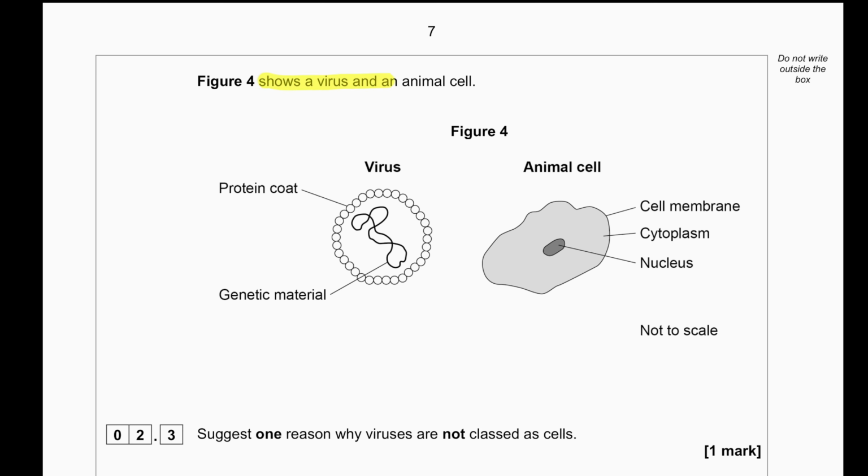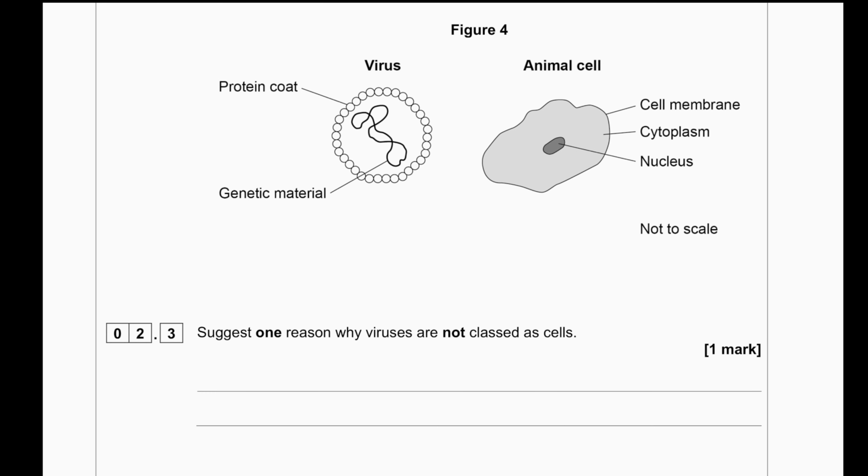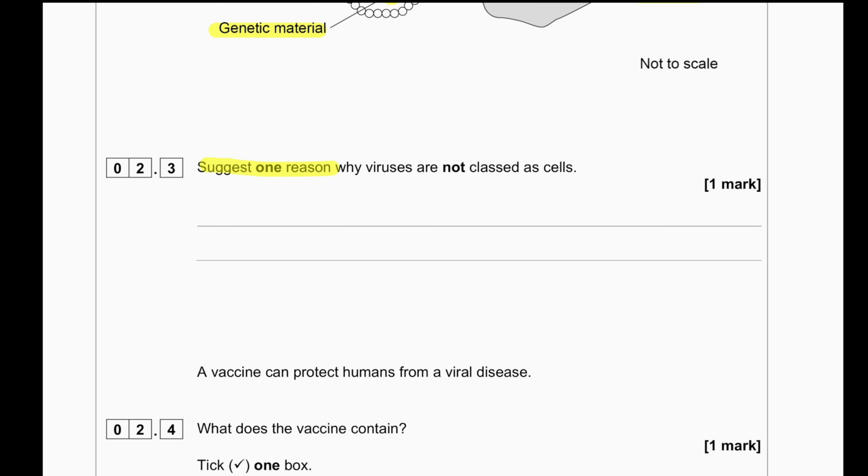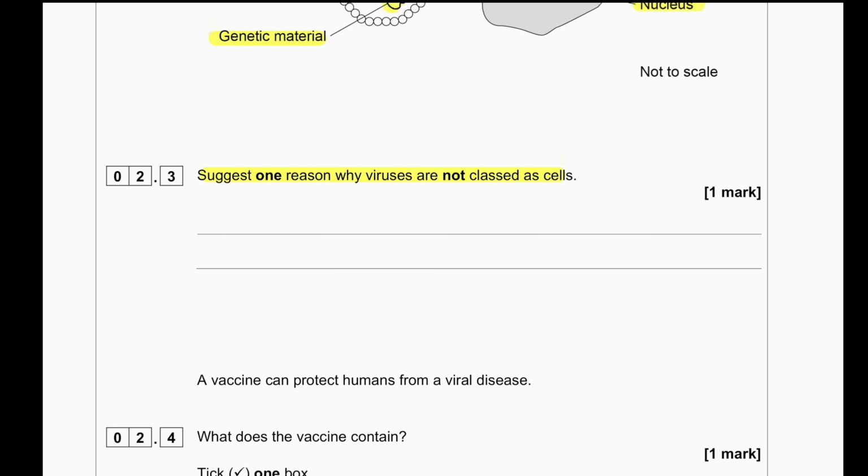Figure 4 shows a virus and an animal cell. We can see the protein coat, and we can see genetic material within that protein coat. In the animal cell, we have a cell membrane, cytoplasm, and a nucleus. Now, the question says, suggest one reason why viruses are not classed as cells.